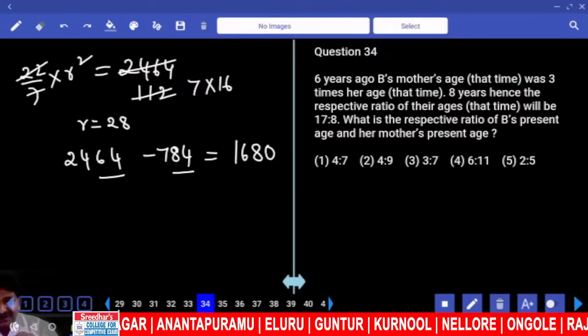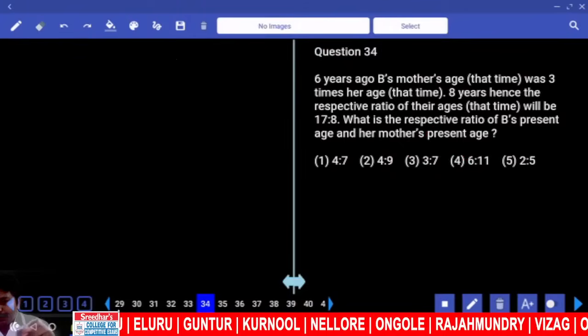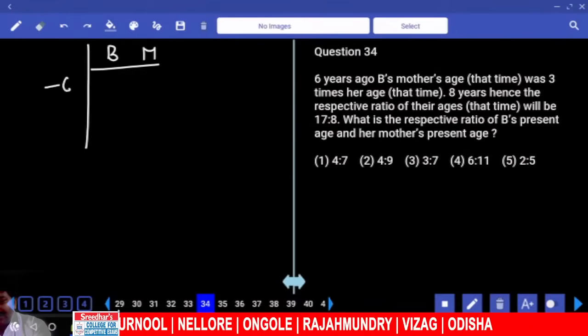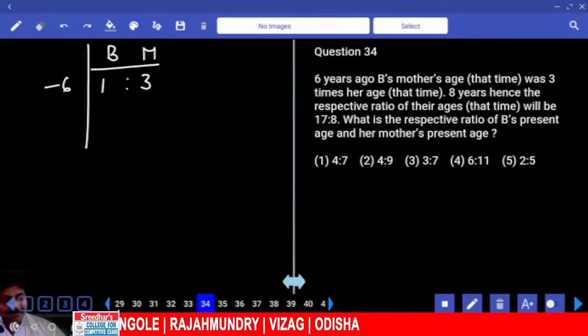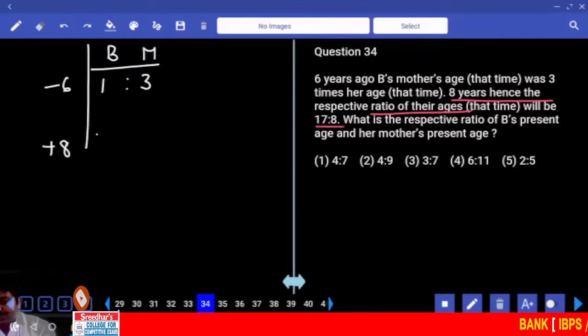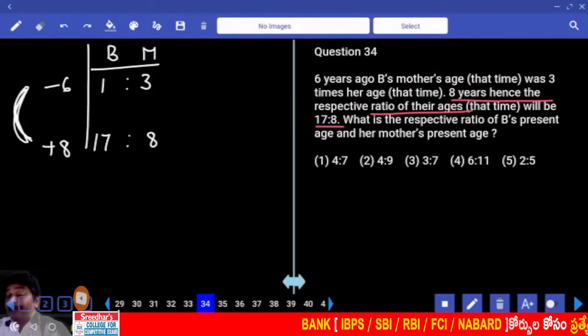6 years ago, the mother's age at that time was 3 times B's age at that time. There are 2 people, B and her mother. 6 years back, the mother's age was 3 times B's age. 8 years hence, after 8 years, the ratio of their ages will be 17:8. From 6 years back to after 8 years, how many years gap? 14.